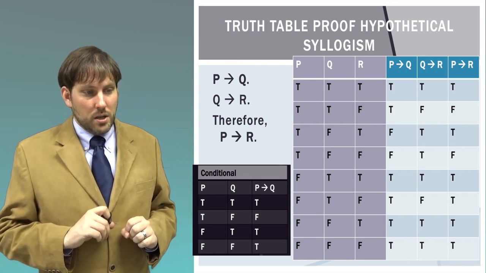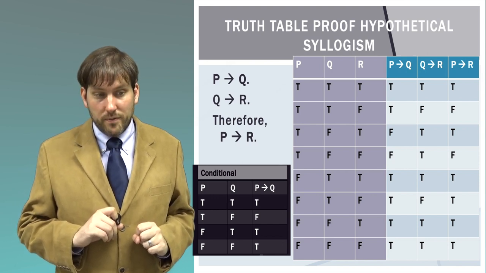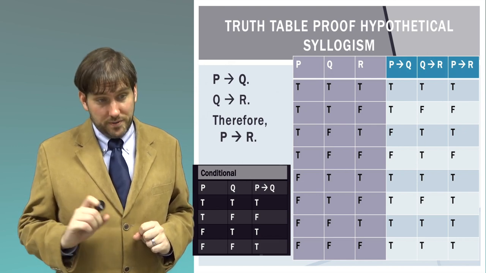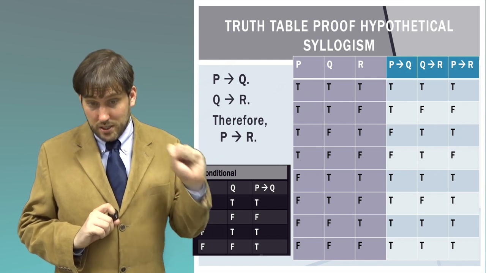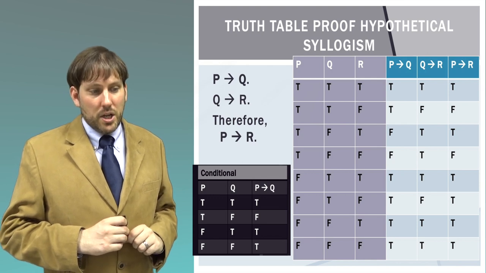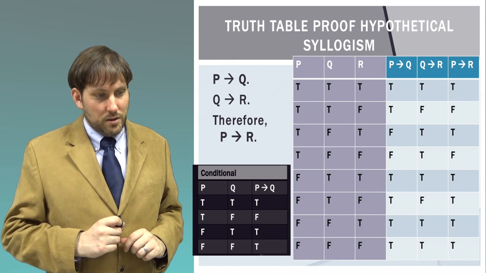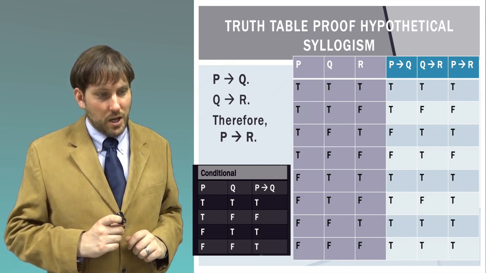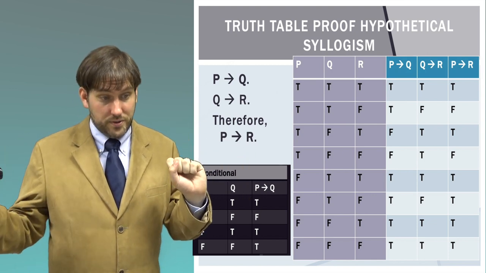So third row. In the third row, P is true, Q is false. So the first conditional, P implies Q, is false. But Q is false. What that means is that the next one, since Q is on the left-hand side, Q implies R, it's automatically true. P implies R, P and R are both true, so it's true. Now we get to the fourth one. So P is true, Q is false, and R is false. So P implies Q. The left-hand side is true, right-hand side is false, that's false.